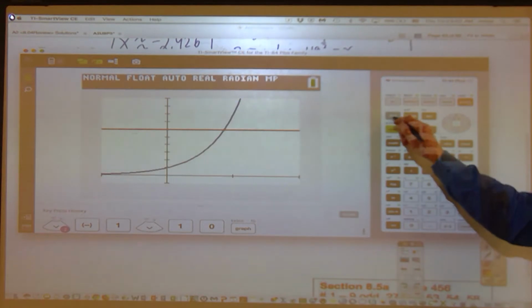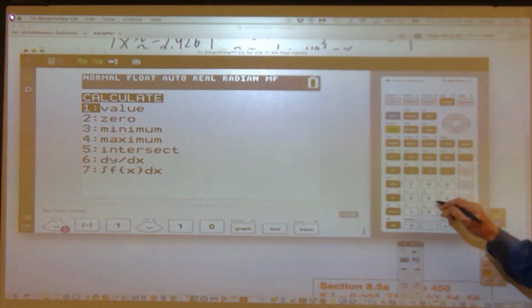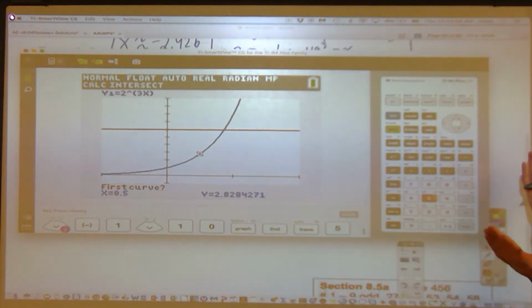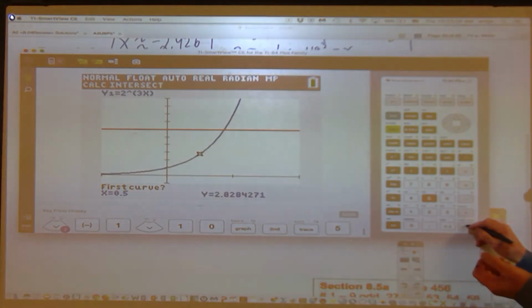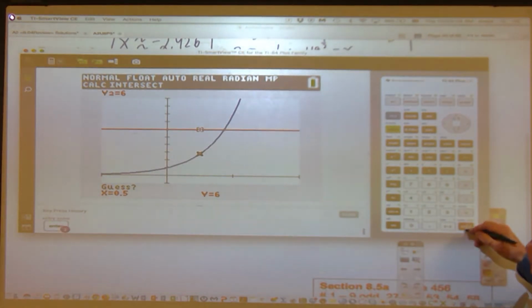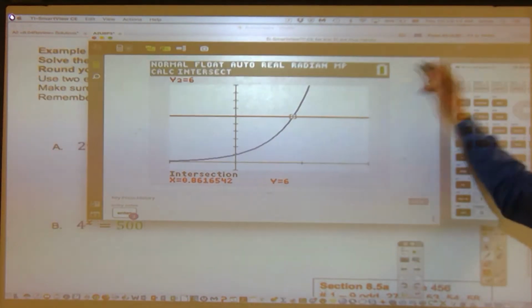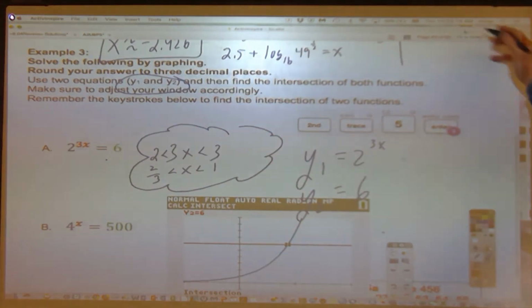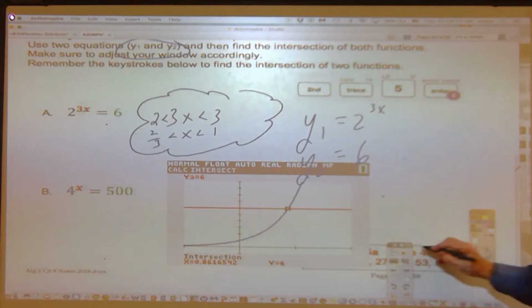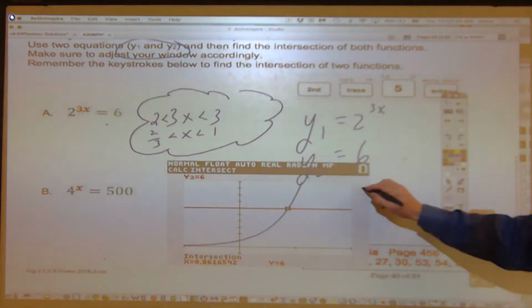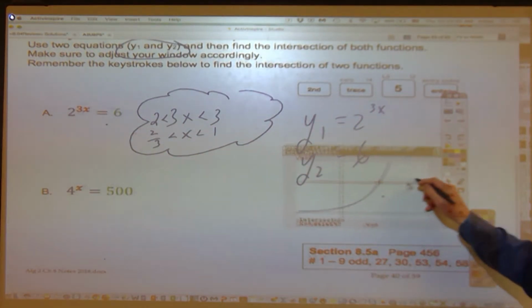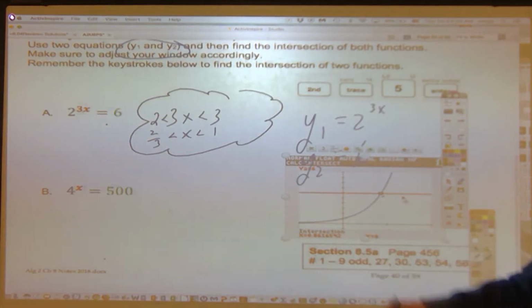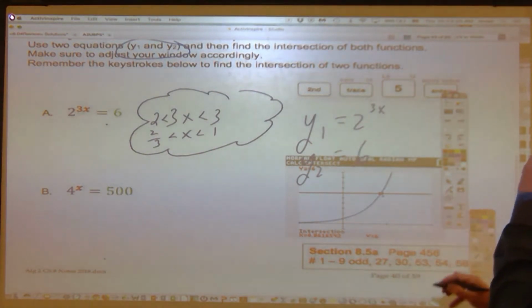Here in trace, yeah, so second trace, item 5, and since there's only one point of intersection, just first curve, enter, second curve, enter, guess, enter. Found it, so I'm going to pull that in. So now it's right here in my document, and hello, it looks as though the solution is 0.862 approximately.